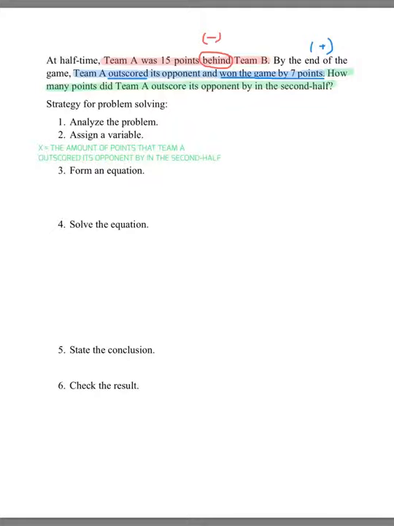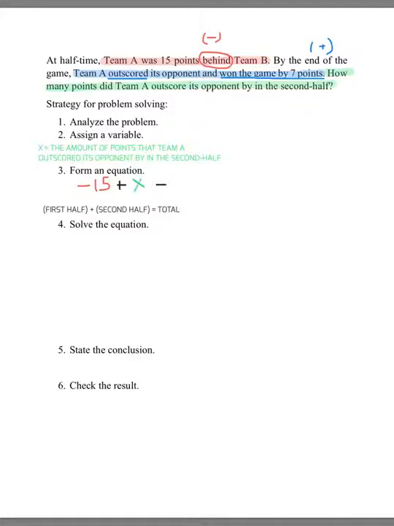So here we go. I think we have enough information to go ahead and create our equation. Let's talk about the first half. In the first half, Team A was 15 points behind Team B. The word behind is associated with negative, so that's going to give us a negative 15. And we want to add to that the number of points that Team A scored in the second half. We don't know that actual number, but we do know it's represented by the variable x.